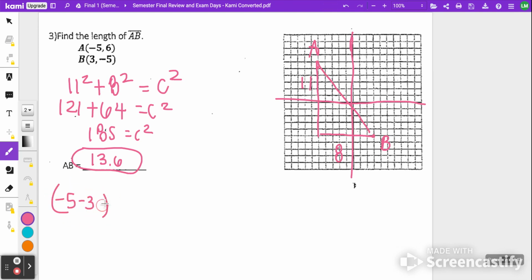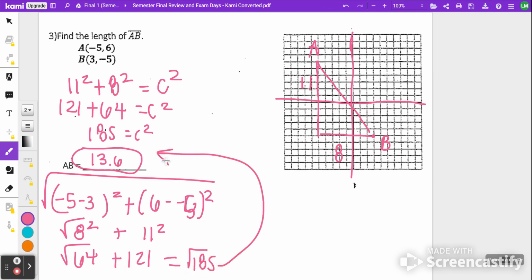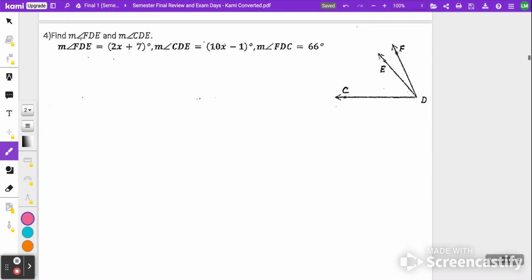Or if you tried the distance formula, I just took my x's, so I did negative 5 minus 3, squared that, and then 6 minus negative 5, squared that. I'm still going to get 8 squared plus 11 squared, so that's 64 plus 121, and still finding the square root of all of this, by the way, which is still the square root of 185, which you still get around 13.64. Okay. Number 4, find the measurement of FDE and CDE if you know the following things. FDE is equal to 2x plus 7.